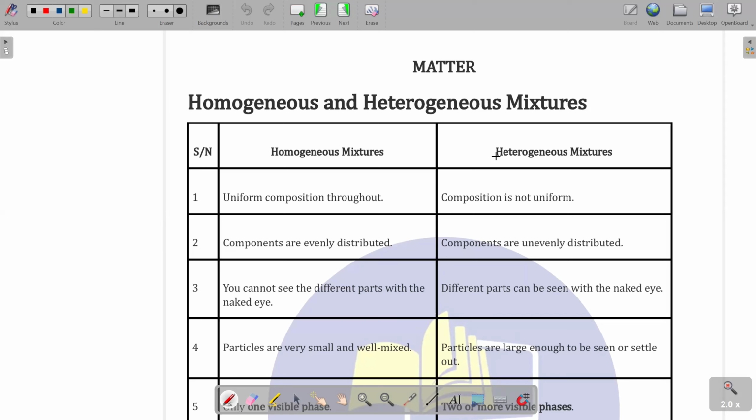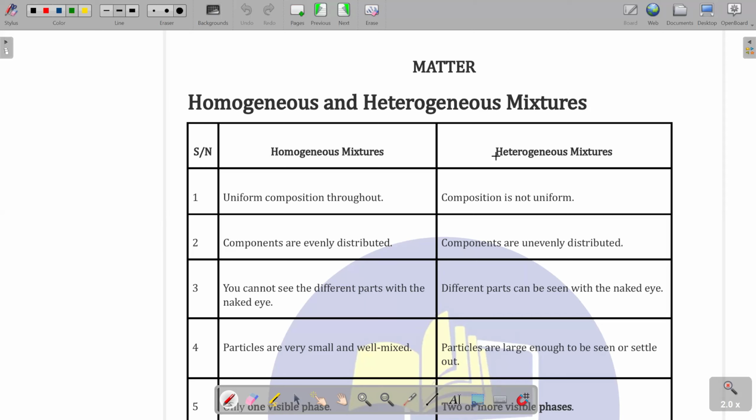Mixtures can be homogeneous, and mixtures can also be heterogeneous. So when do we say a mixture is homogeneous, and when do we say a mixture is heterogeneous? A mixture is homogeneous when it contains only one type of substance within the mixture. That is, when the composition of the mixture is completely uniform. That's what we call a homogeneous mixture.